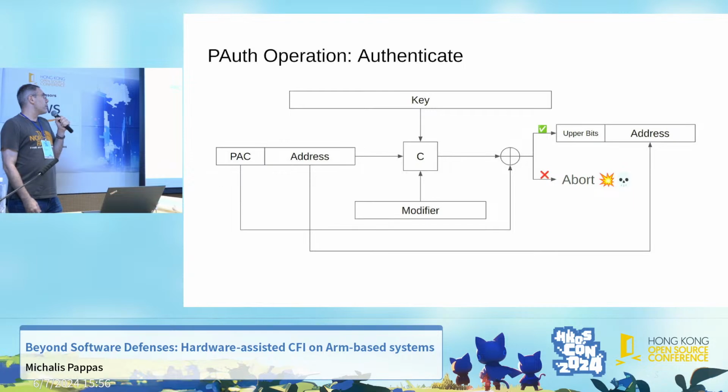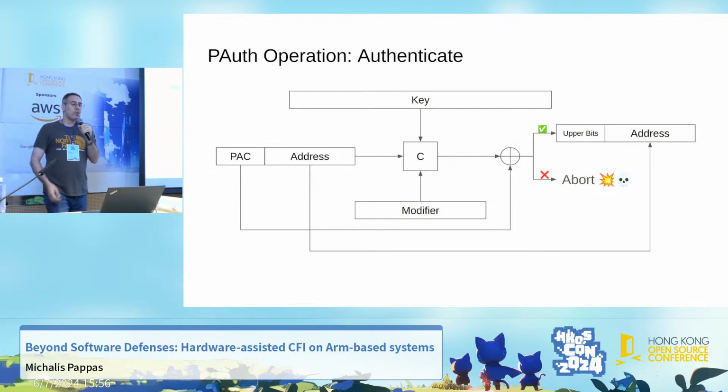Okay, and of course the opposite operation, the authentication: you start with your authenticated pointer. You pass the address part again through the cipher with the same secret key and the same modifier. Just for reference, the modifier is not secret, right? And the result of that, you XOR with the existing pointer authentication code. If everything goes well, then you end up with the upper bits that you had before, and your pointer is authenticated. If something goes wrong, which means that if your pointer was modified or something like that, you will end up with an abort.